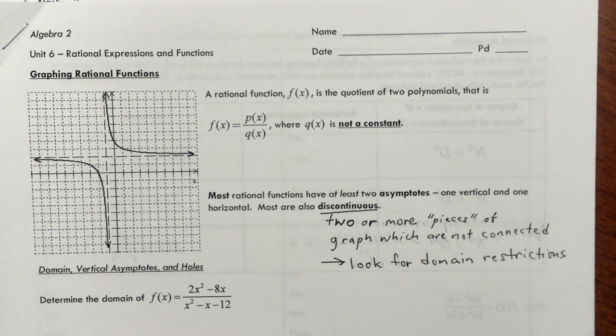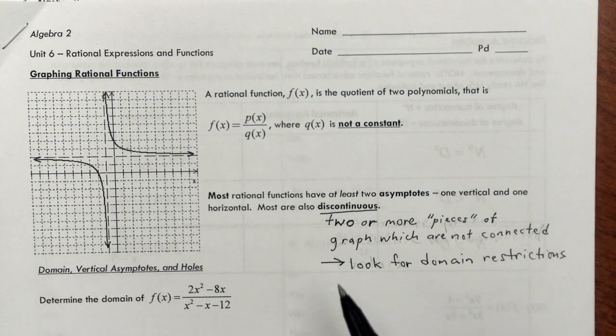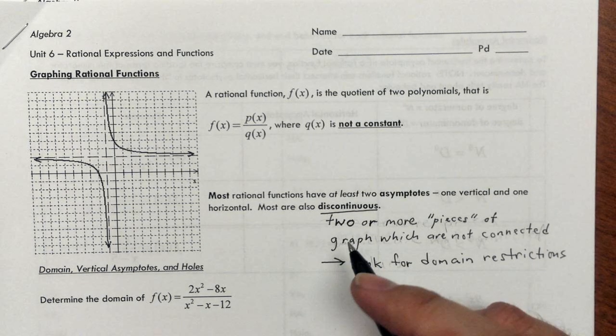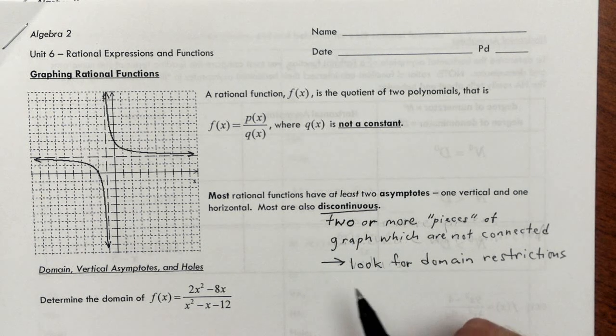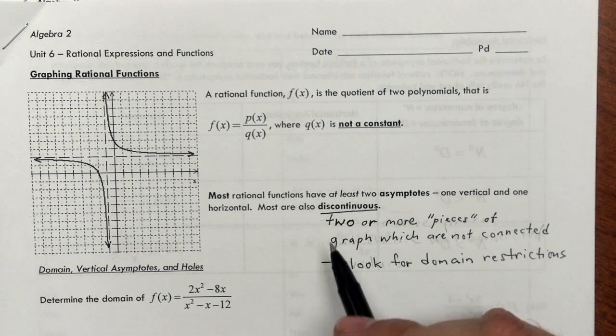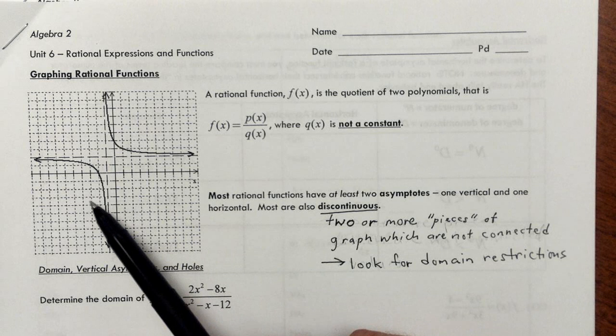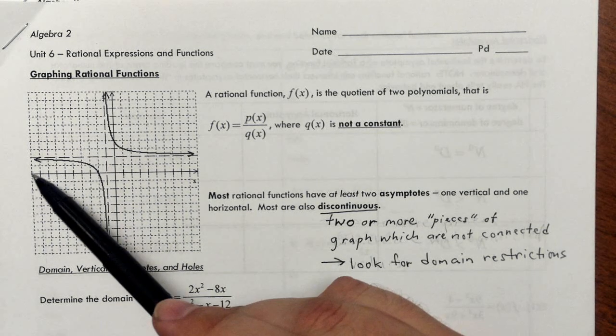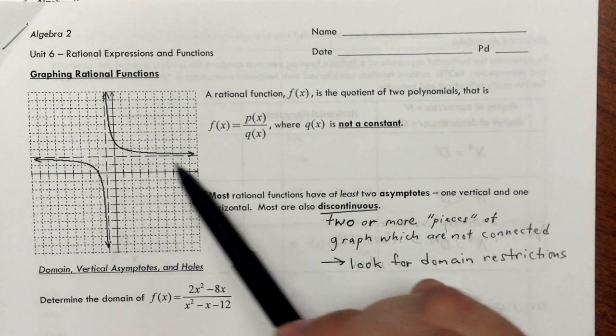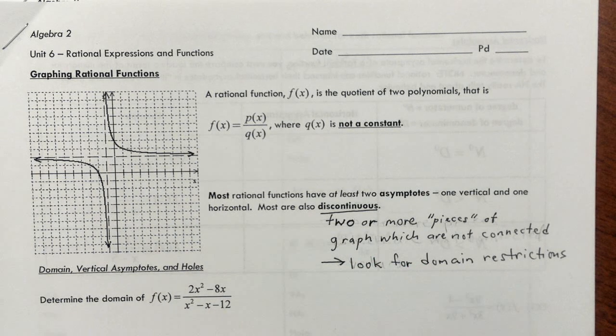And we can expect that most rational functions are going to have at least two asymptotes. Generally, they will have two, one vertical and one horizontal. This also means that most of them are discontinuous. We talked about the idea of functions being continuous earlier in the year. To say they're continuous means that they can be drawn without picking up your pencil. Discontinuous would mean that there are two or more pieces of graph which are not connected, which is what I see right here. I have a curve down here and a separate curve up here to form this graph.